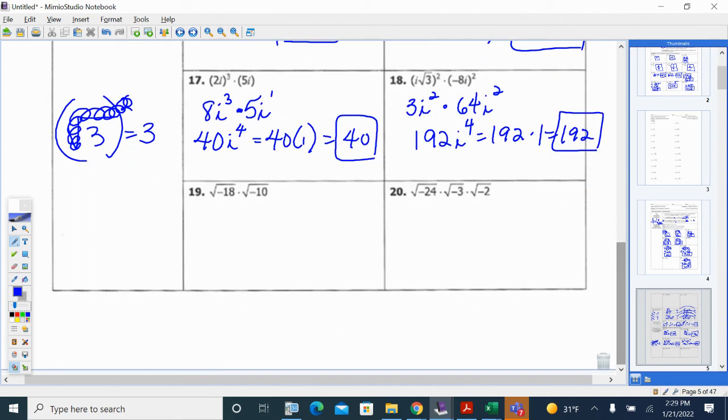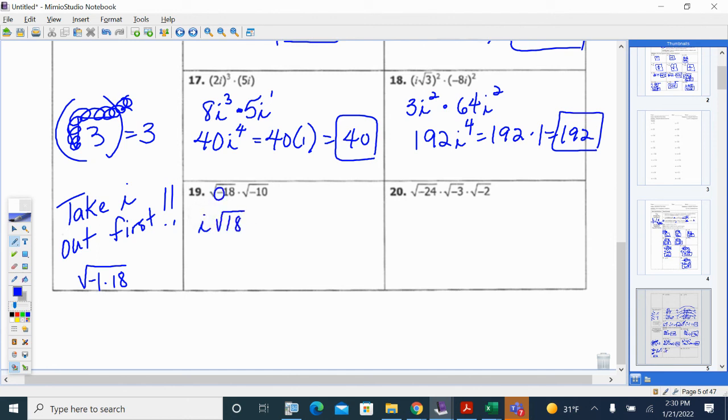Last two, number 19 and number 20. These are a little different. So normally I would tell you to just multiply the numbers underneath, but they're negative. We can't do that. You have to take the i out first. And normally I would rewrite this as the square root of negative 1 times 18. But I think you get that when you have a negative underneath, it's an i on the outside. So now what I have is multiplying outsides together and insides together.